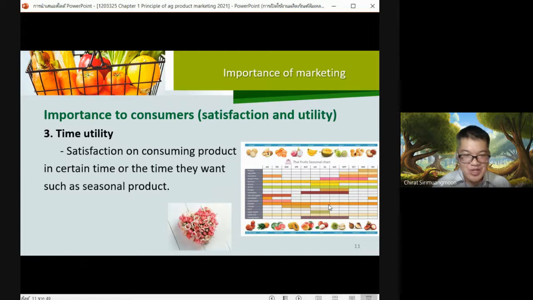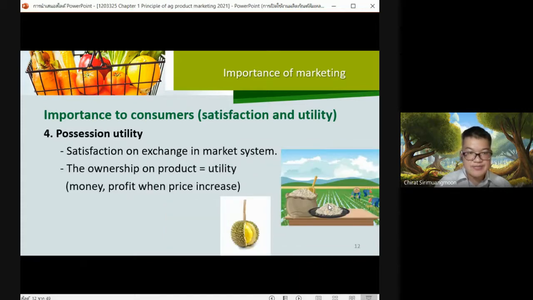Or the picture of the roses here. Think about Valentine's Day, New Year's Day, the high demand for roses happens. So marketers need to plan and make sure that you have enough resources for the market. So this is time utilities.